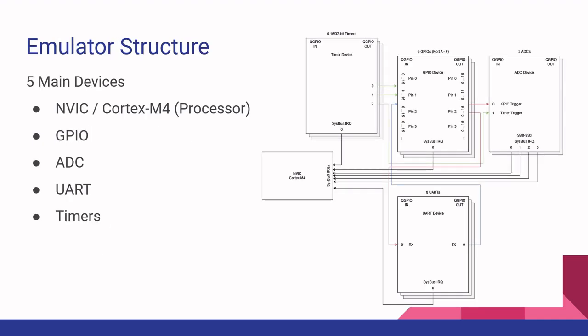So this is the emulator structure. The main device is the NVIC Cortex M4 processor, which is built by QEMU. We don't do that. But alongside that, we have several copies of each of our main four devices that we talked about. There's multiple copies of them because the TIVA board has multiple copies of them, so we just filled out all of the ones that we had available.